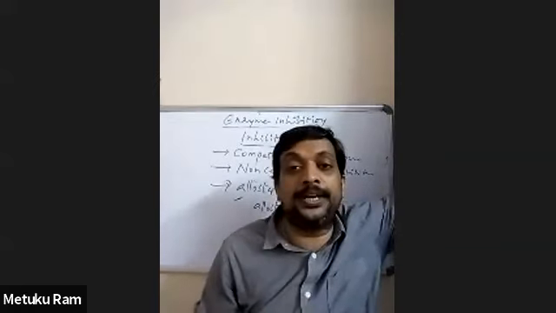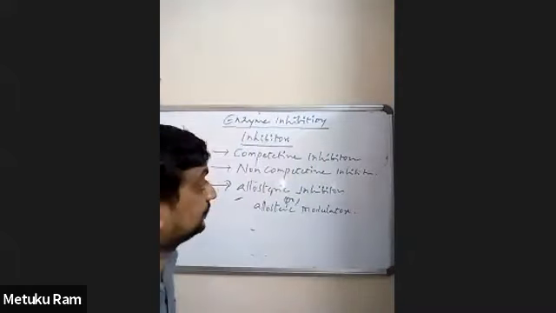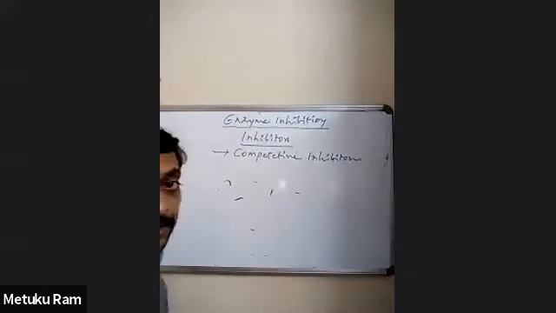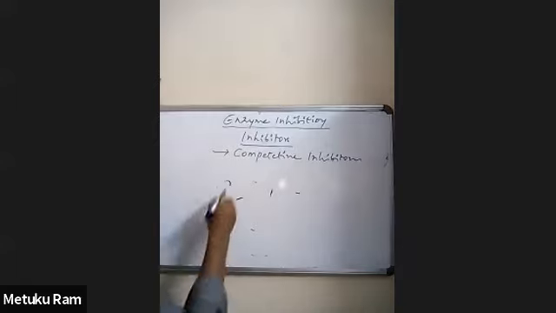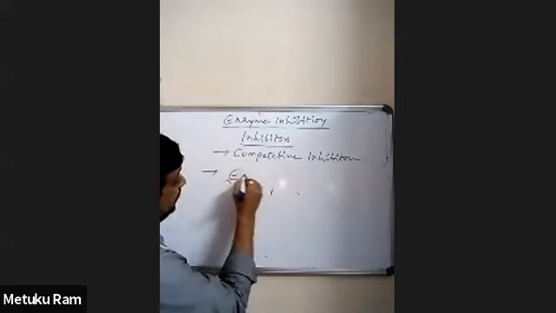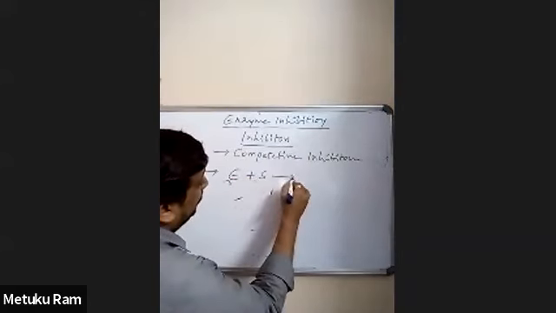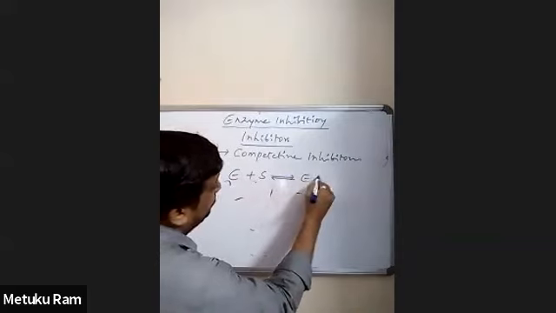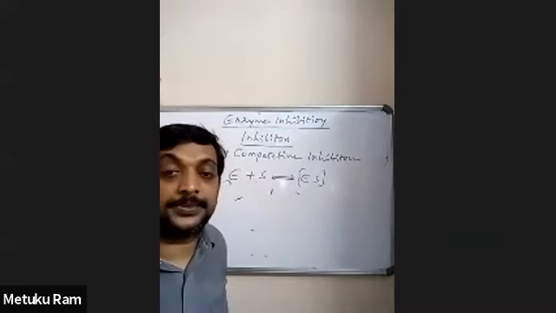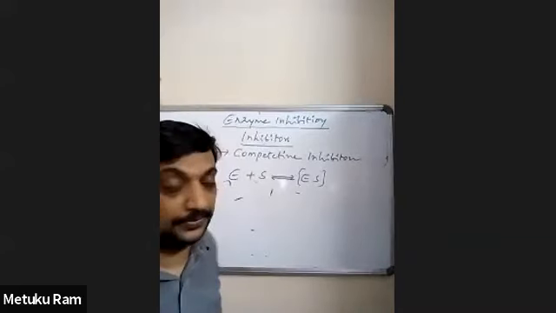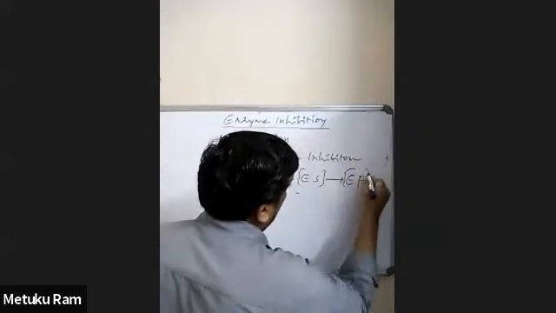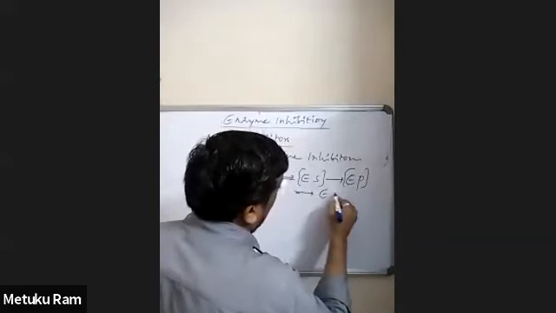So let's start here. Competitive inhibition. Competitive inhibitors. Now before competitive inhibition, in a normal reaction, an enzyme combines with substrate and together they form the enzyme substrate complex. Right? Now where does the substrate bind? The substrate binds with the active site of the enzyme. Right? And later it forms the enzyme product complex, and later it forms free enzyme plus product.